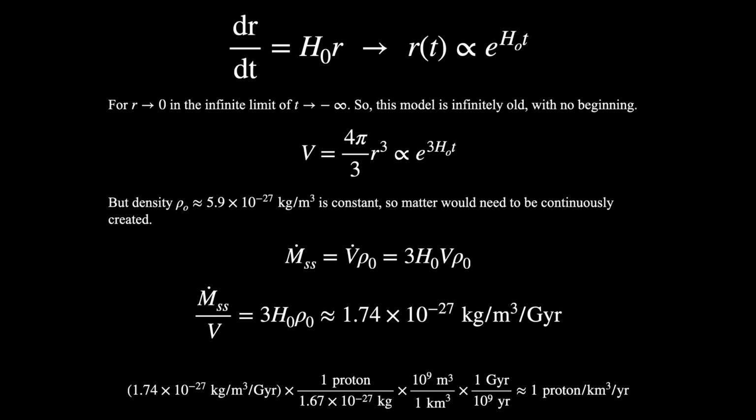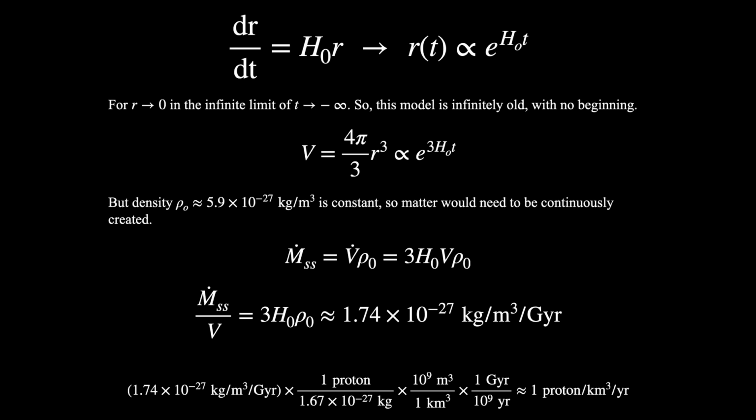Now, the density of the universe currently is pretty close to the critical density, which is 5.9 times 10 to the minus 27th kilograms per cubic meter. If we keep that constant, matter would have to be continuously created inside that volume because that volume is expanding, right? So the matter that needs to be added in the steady state model, M dot steady state, is equal to the volume change with respect to time, that's what the dot is, times the density. So the volume times the density, well, that's equal to, what's V dot? That's just the derivative of the exponential. And that is simply 3 times the Hubble constant times the volume times the density.